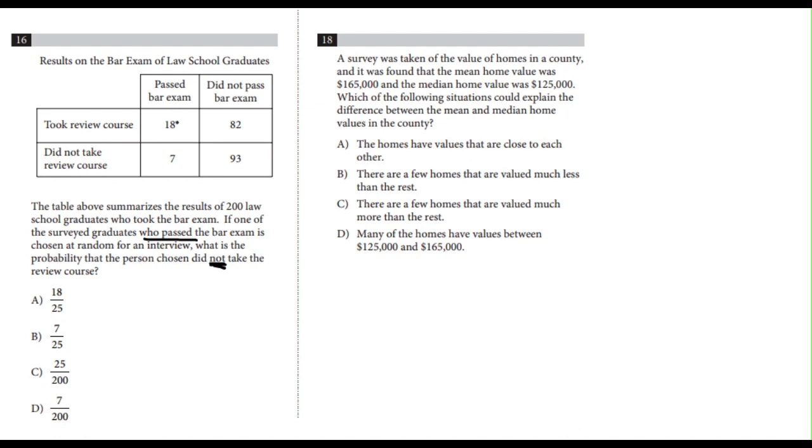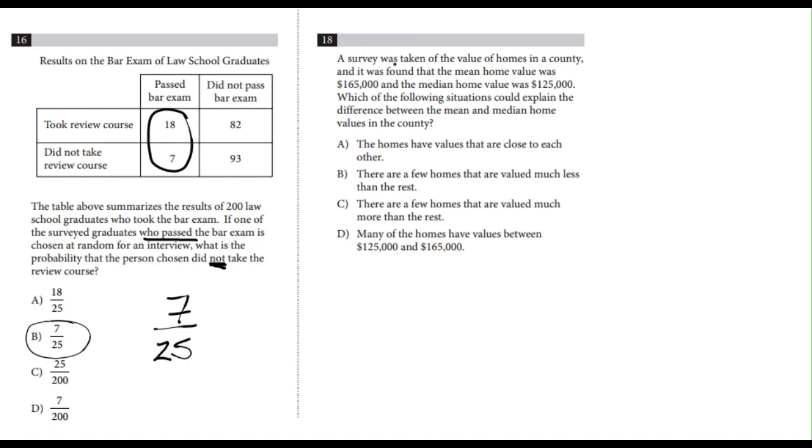So first, our sample size is just going to be those who passed the bar exam. So our total number of people that we're trying to find the probability of will be 25, because 25 people passed the bar exam in total. Of those 25 people, 7 did not take a review course. So if we were to choose somebody at random out of these 25 people, if we were to find one person who did not take the review course, the probability would be 7 out of 25, because 25 people passed in total. So the answer will be answer choice B.